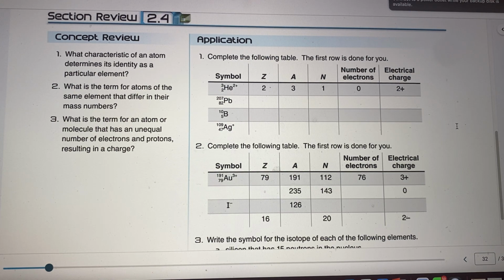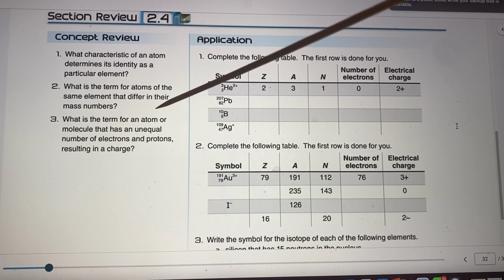Okay. First of all, what is the characteristic of an atom that determines its identity as a particular element? So what makes an atom its identity? It's the protons. Protons give its identity, or the atomic number, which is protons.